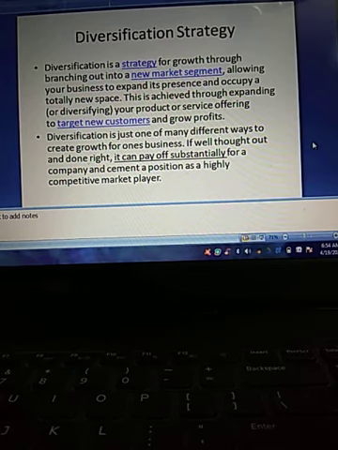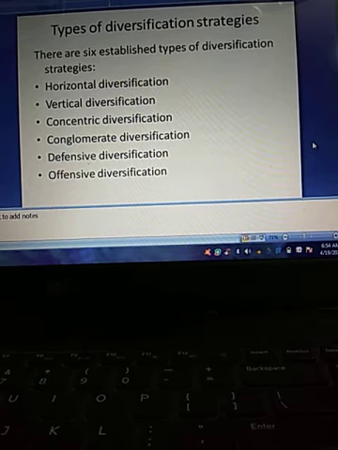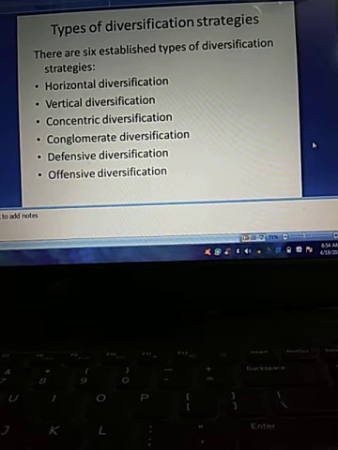Now we discuss various types of diversification strategies. There are 6 established types of diversification strategies. Already we discussed horizontal diversification under integration. The next one is vertical diversification. The third one is concentric diversification.